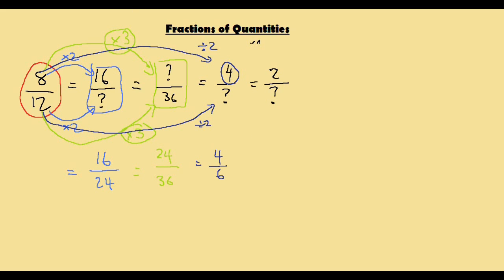And then last but not least, we've got this 2 and question mark. How do we get from 8 to 2? Well, we divide by 4. So this is going to be 2, and then the bottom part is 12, and we're going to divide by 4 as well, so that makes 3.